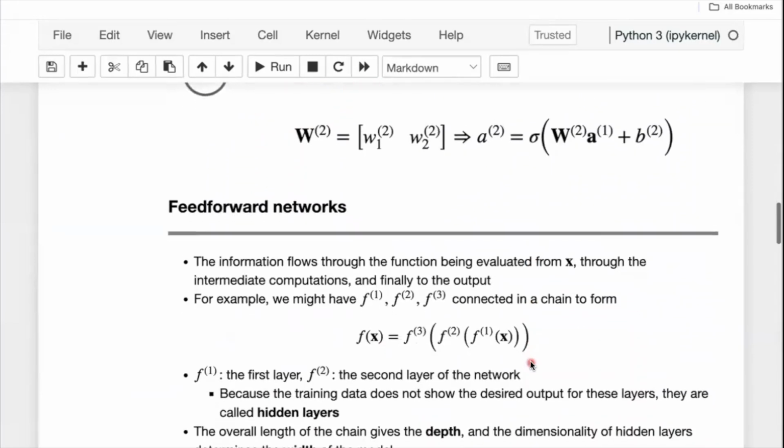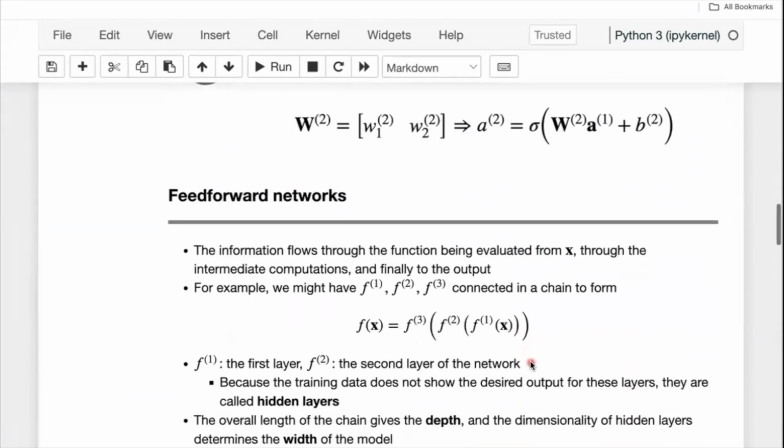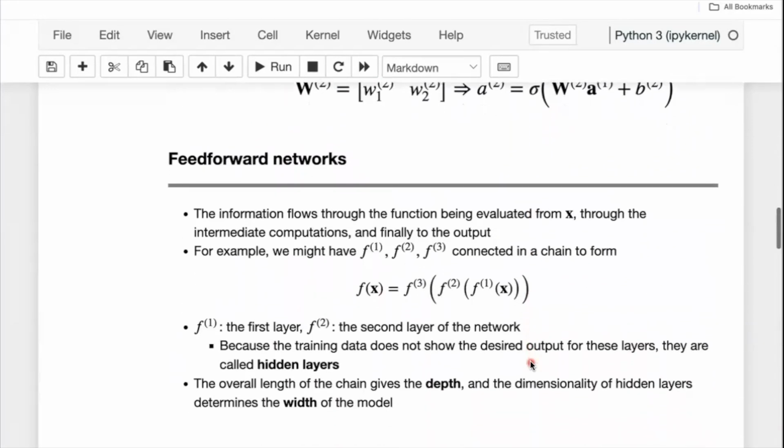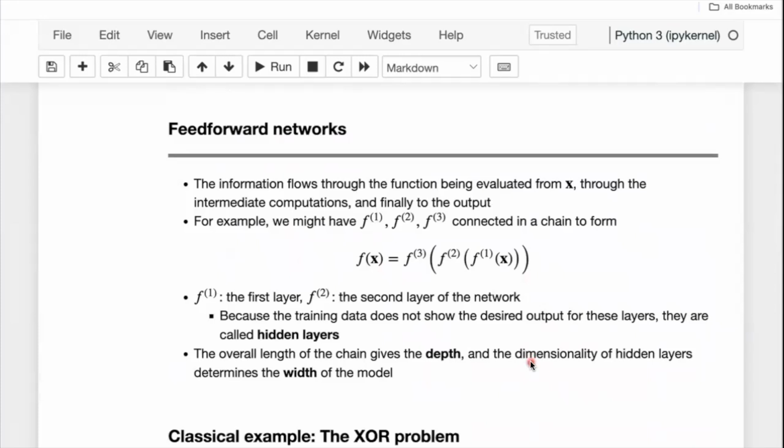So this is the idea behind what we call feed-forward neural networks, right? The idea is that the information flows from the function being evaluated from X, and X is the input features that we have, which comes from your data set. So you get the information from the input layer, and then you send these to the intermediate layers, also known as hidden layers, and finally to the output layer.